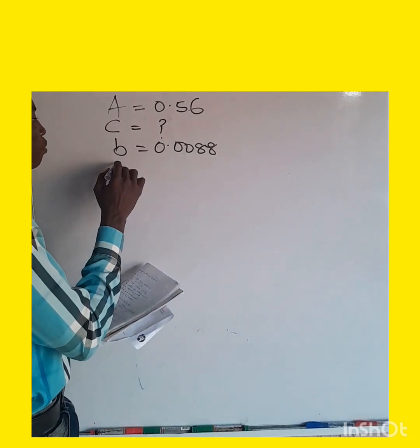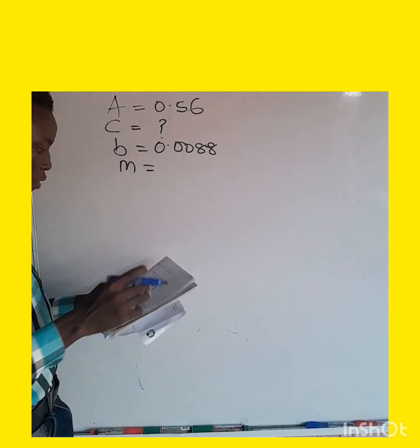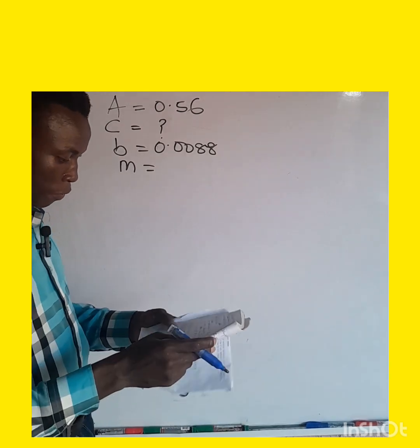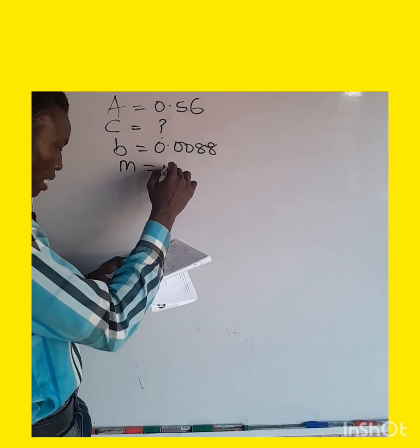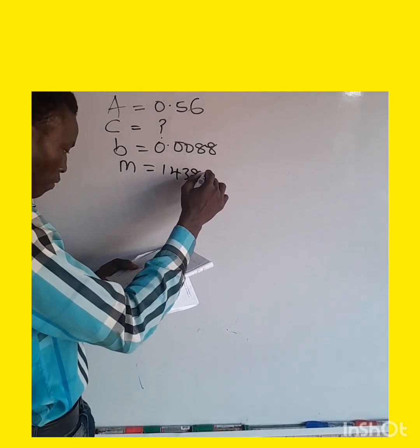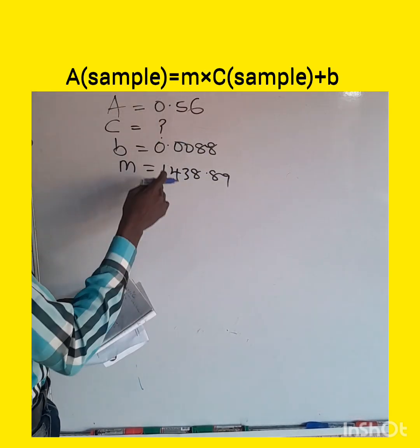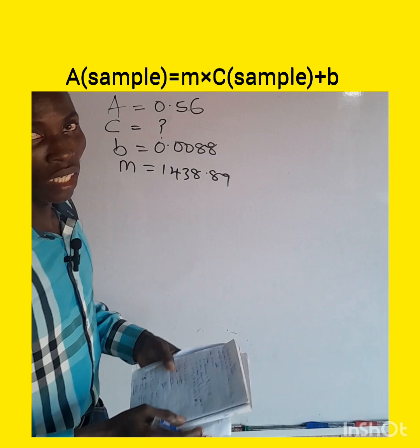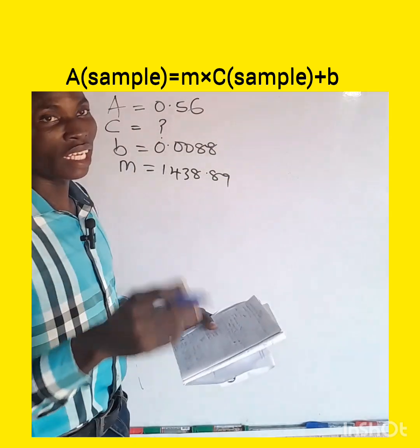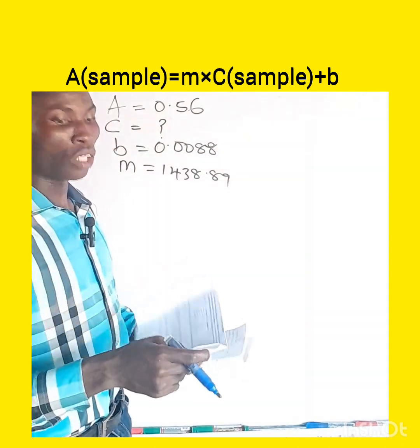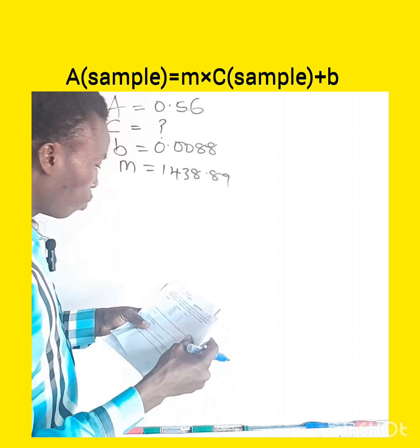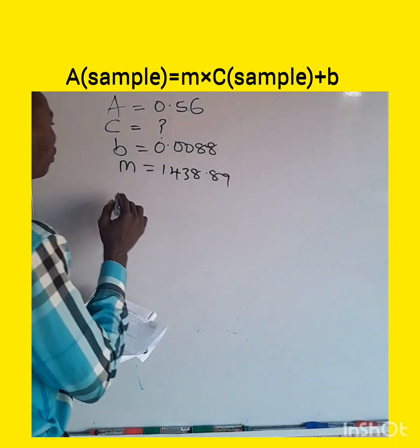Don't forget our slope as usual. The value of our slope that we have obtained before is given to be 1438.89. So we are going to reuse this one now to calculate the concentration, which is the concentration of the vanadium in the given sample that we have there.